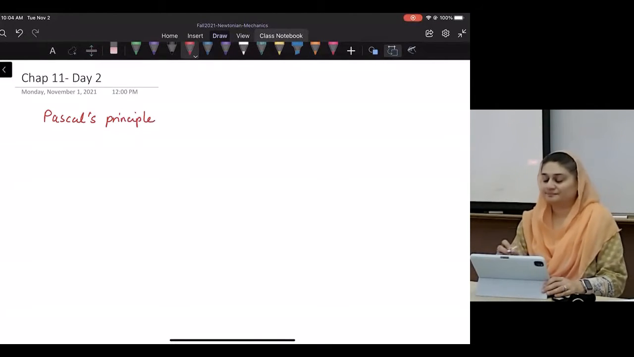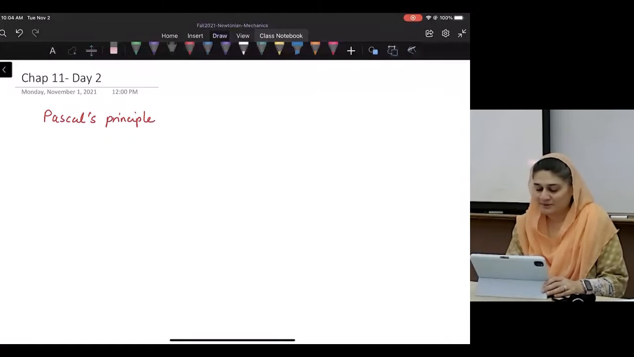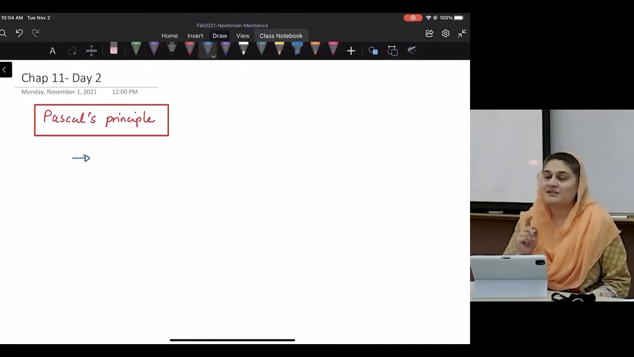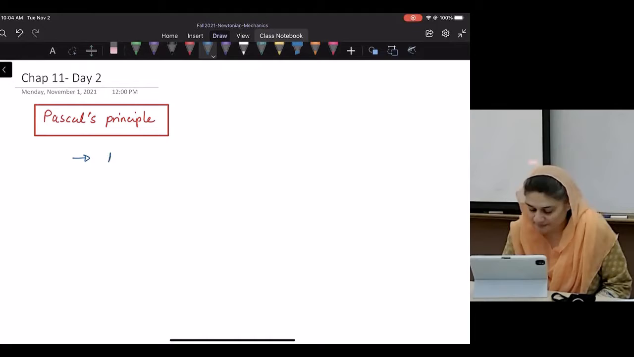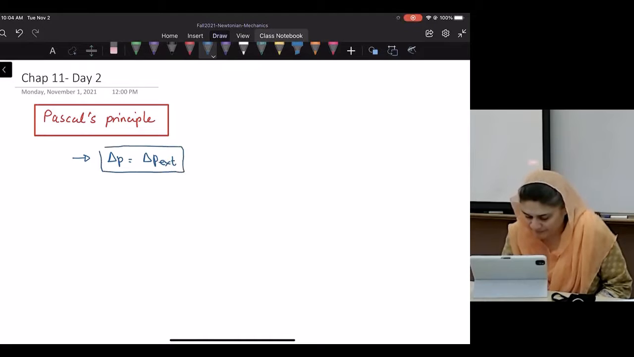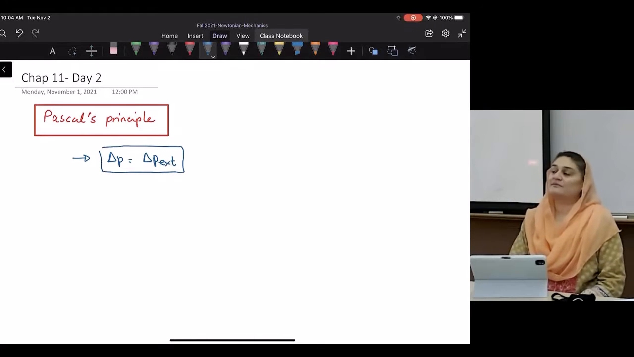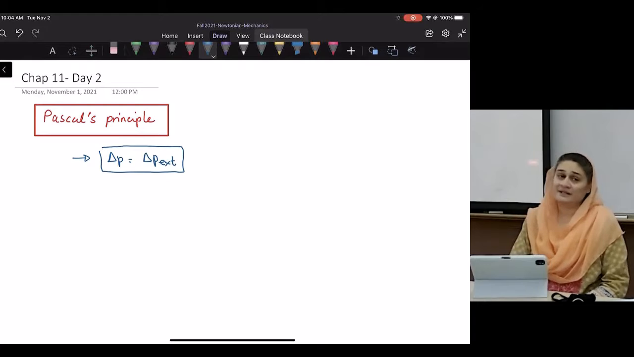Pascal's principle. What do we know about Pascal's principle? Pascal's principle says this. Very simply. Now, how do you translate that? The way you translate it is it doesn't matter.